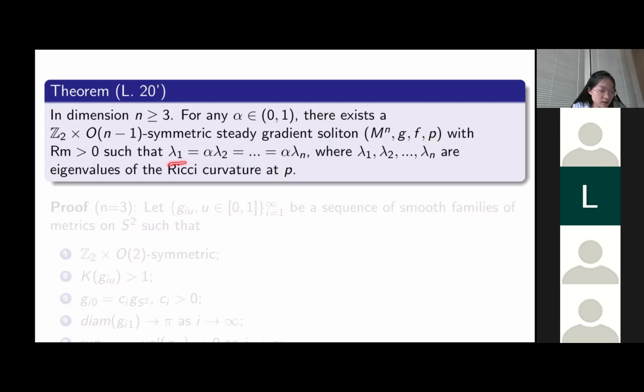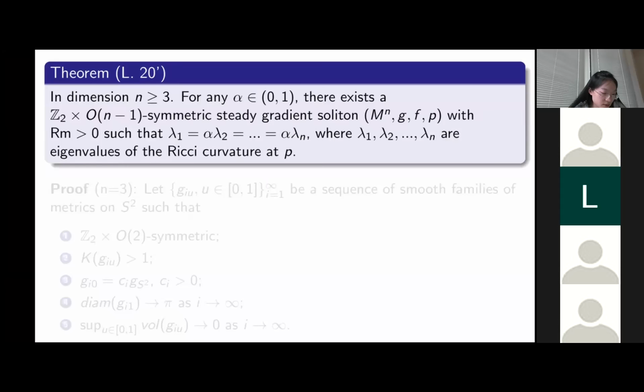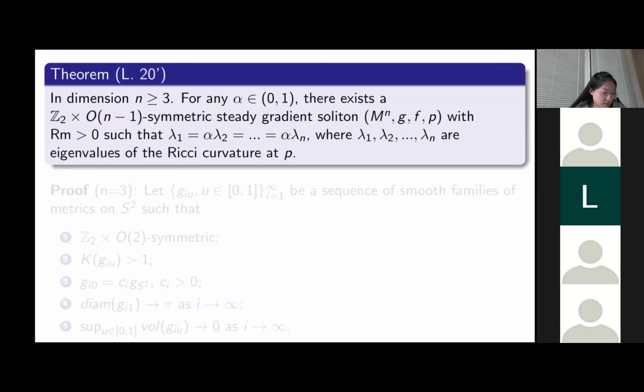So this λ1, λ2, λn are the n eigenvalues of the Ricci curvature. So λ2 and λn are equal because of the symmetry assumption. Right, so this is how the theorem states. Okay, so now I'm going to show you the outline of the proof.